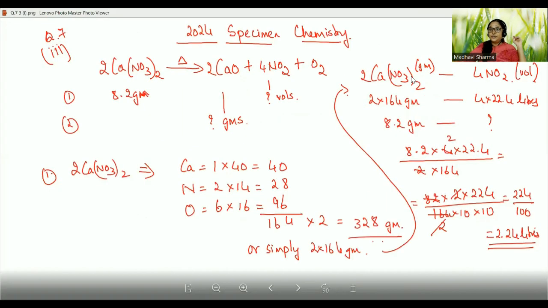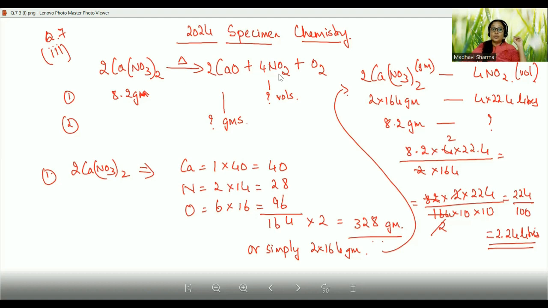Okay, children, this is a specimen paper, question number 7, third part. So this is the equation: 2Ca(NO3)2 on heating will give 2CaO plus 4NO2 plus O2. The calcium nitrate given in the question is 8.2 grams.